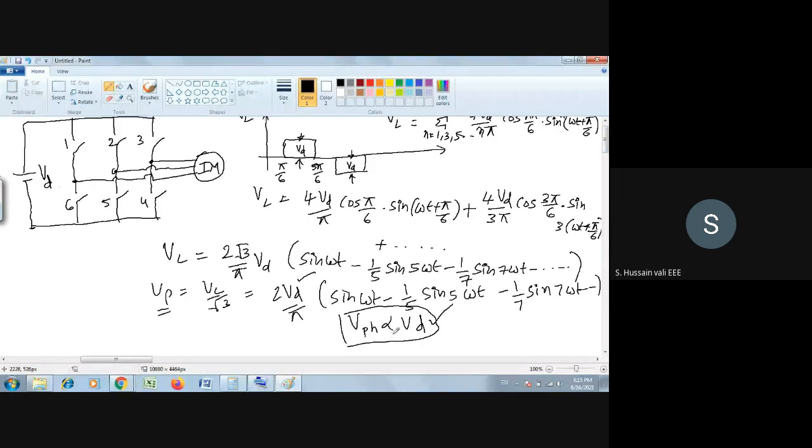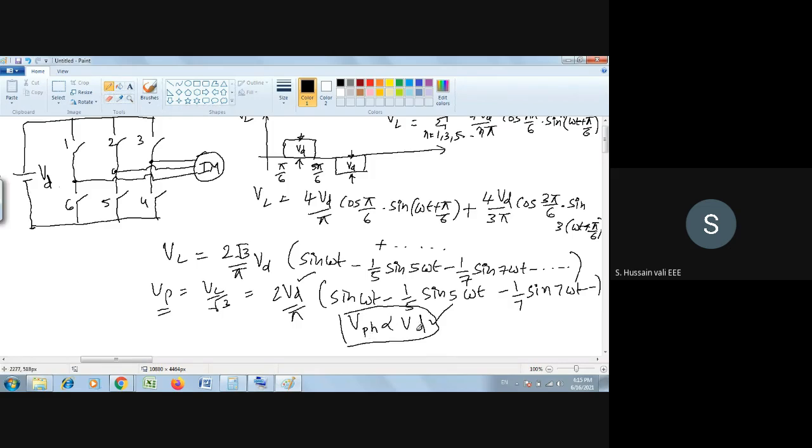The output voltage of the inverter depends upon the input voltage. Mathematically, you have seen this thing. So you want to change the output voltage of the inverter. Why do you want to change it? Because you want to vary the speed and torque of the induction motor. So definitely you need to change the supply voltage to the induction motor.